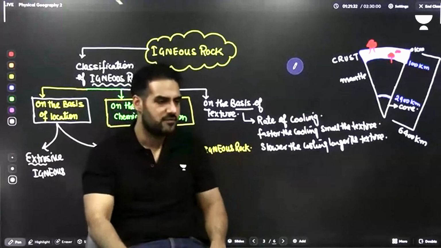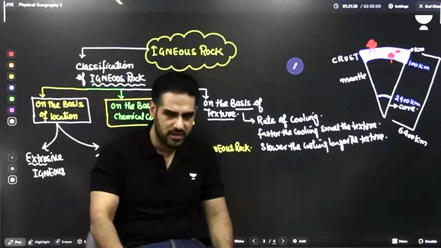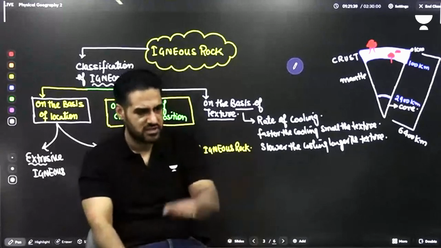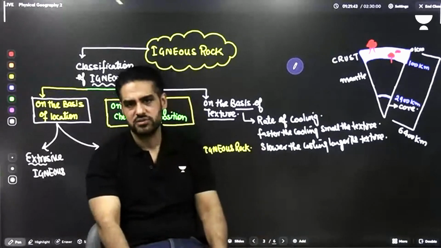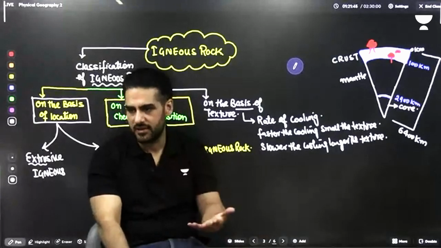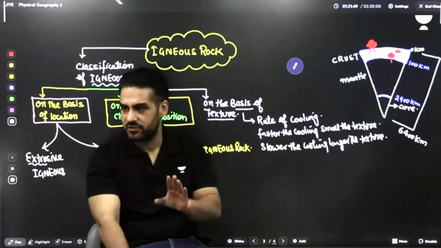Then we discussed there can be different type of the material ejected during the process of volcano. Solid material, liquid material, gaseous material. Solid material in general is called as tephra, or we also call it pyroclastic material. Is it clear? Pyro means heat, clastic means fragments. Am I clear to this?